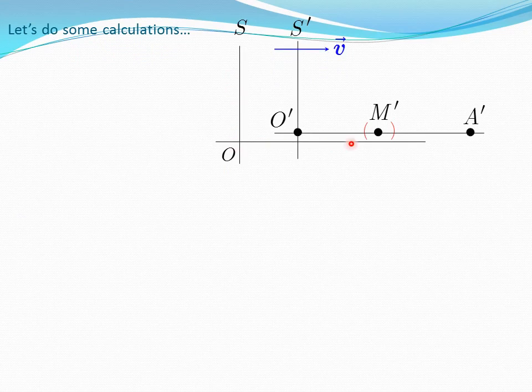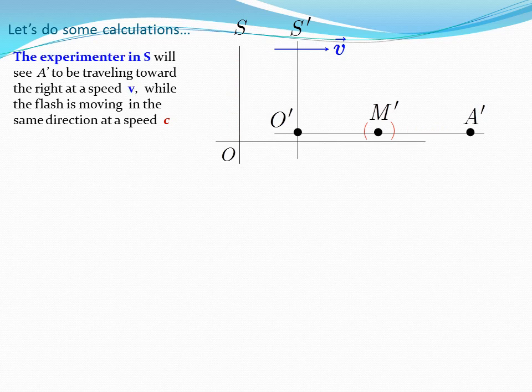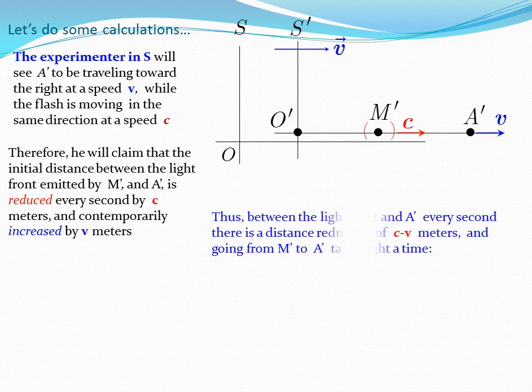Let's do some calculations. Here we have our reference frame S and the moving reference frame S'. The experimenter in S will see A' to be traveling toward the right at a speed v, while the flash is moving in the same direction at a speed c. Therefore, he will claim that the initial distance between M' and A' is reduced every second by c meters and contemporarily increased every second by v meters. Thus, between the light front and A' every second, there is an overall distance reduction of c minus v meters.